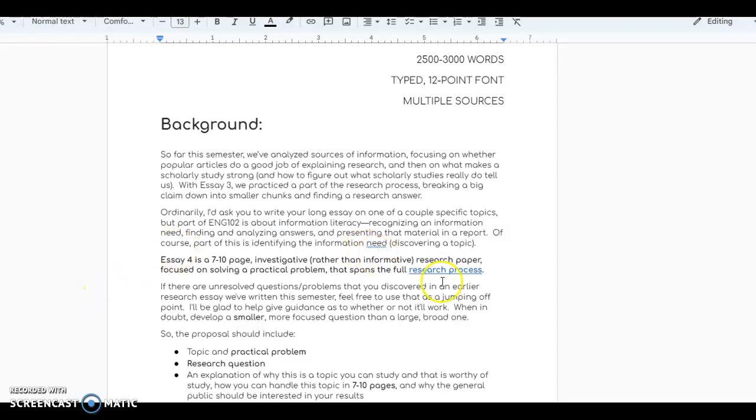Now, I've got a little link here. This takes you to a video. It's not about how to do research. It's about how to think about the research process, okay? SA3 did 2 of the 4 steps in that process, research question and research answer.